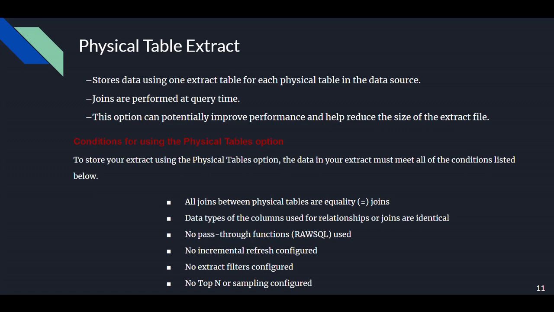There are some conditions to use the physical table option. To store your extract using the physical table option, the data in the extract must meet these conditions. All joins between the physical tables are equality joins. The data types of the columns used for relationships or joins are identical. No pass-through function should be used. No incremental refresh can be configured. No extract filter can be configured. No top N or sampling configured. These cannot be configured because when we select the physical table extract, these options are disabled. They are only present when we choose the logical table.